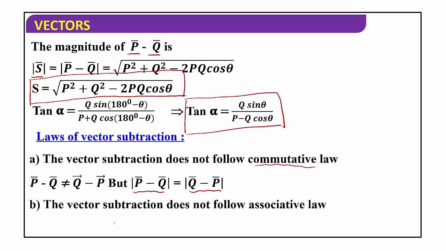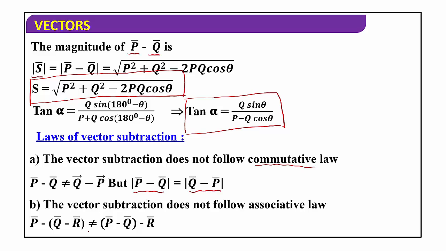Then the second one: vector subtraction does not follow the associative law. It will not follow the commutative law as well as the associative law. Associative law means you can take A minus of B minus C equal to A minus B of minus C. This is the associative law. But here it will not follow. So vector P minus of vector Q minus R is not equal to vector P minus vector Q of minus vector R. Remember two points. When you subtract two vectors, it will not follow the commutative law as well as the associative law.